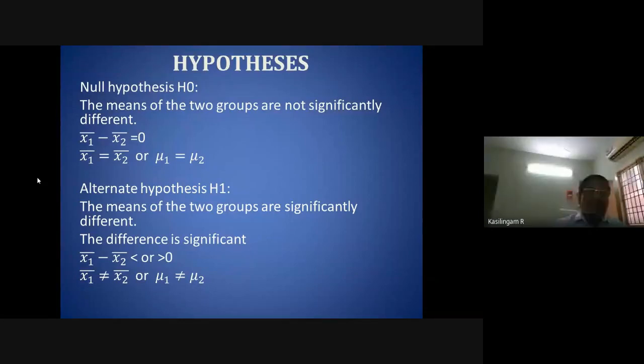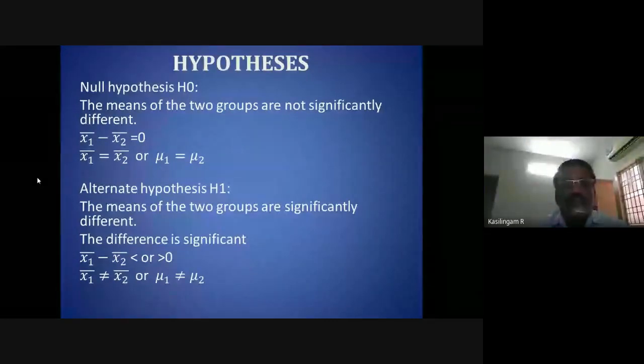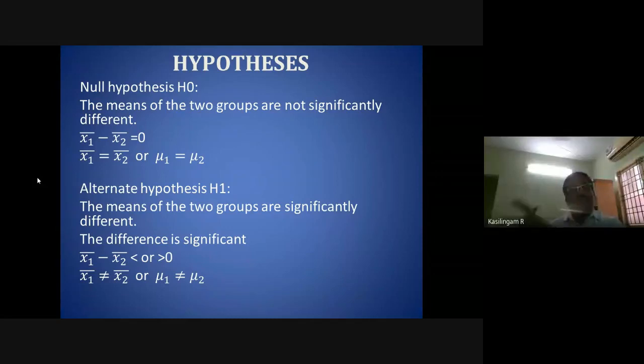Alternate hypothesis: the means of two groups are different. Otherwise, means are significantly different, which means x1 bar minus x2 bar may be greater than 0 or less than 0. That is why we are going for a two-tailed test whenever there is a difference, because it may be more or it may be less. First group mean minus second group mean, more or less.